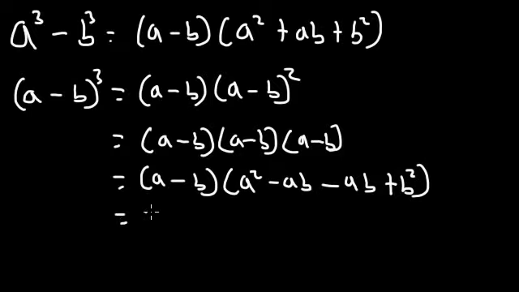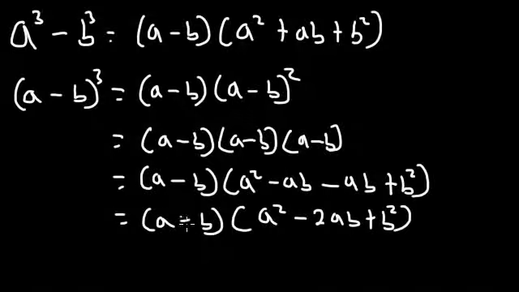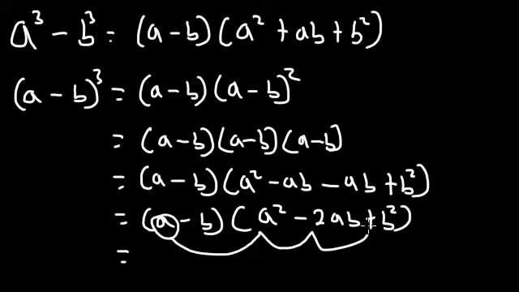Now to simplify further, let's see if we can add like terms. We have a squared, and these are like terms, they are addable. So minus ab minus ab is simply minus 2ab. Then we have plus b squared. Perfect. So our goal now is to expand the two expressions. To expand that, we will take each of these and distribute it to each value there.